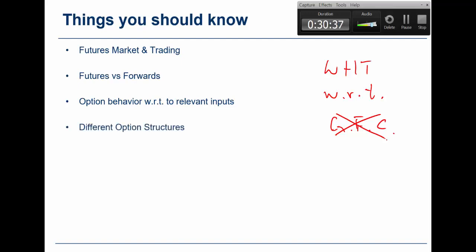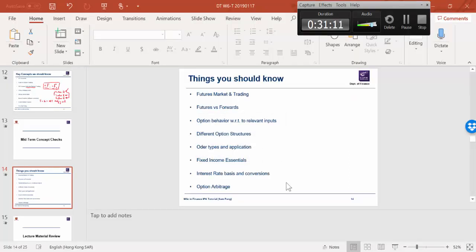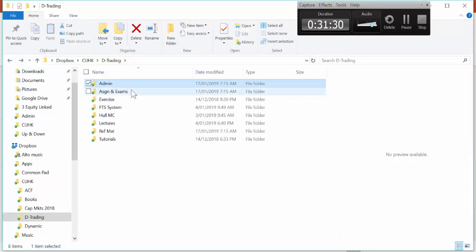Now, different option structures, you should know them by now. We'll talk a little bit about that later on. Straddles, strangles, cross spread, put spread. Order types. I'm sorry, there's a misspelling there. ORDER. Order types. So this relates to our discussions earlier, our tutorial discussions a little earlier. And fixed income basics and interest rate basis. Well, that actually is partly covered by your assignment. And then option arbitrage.